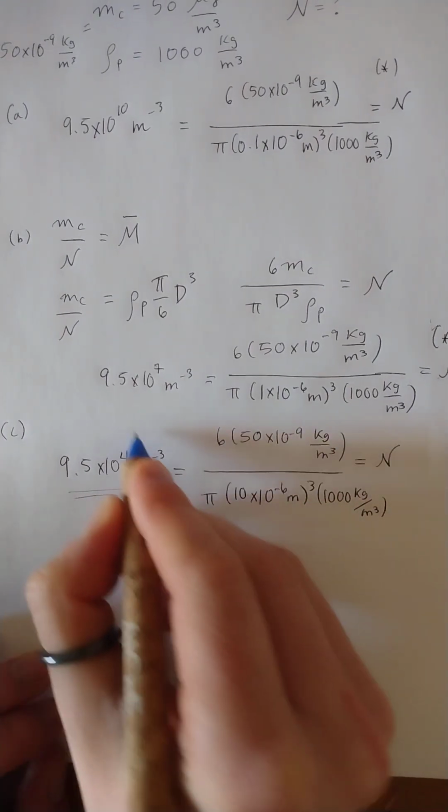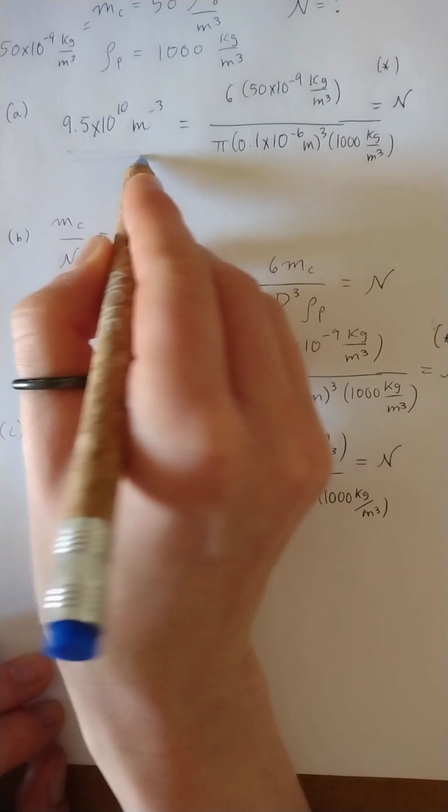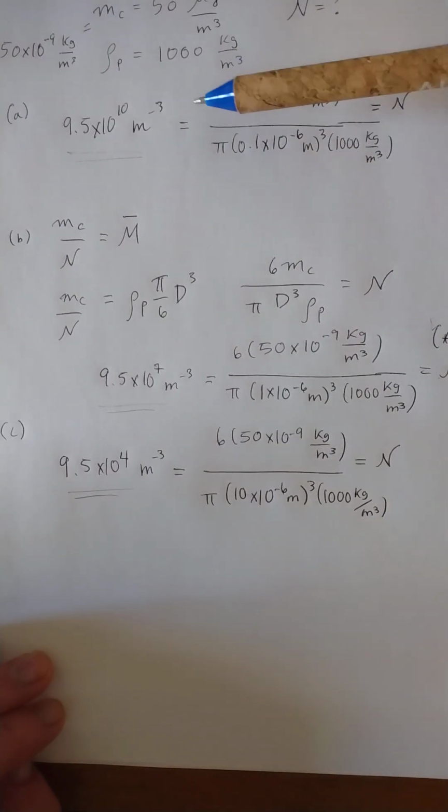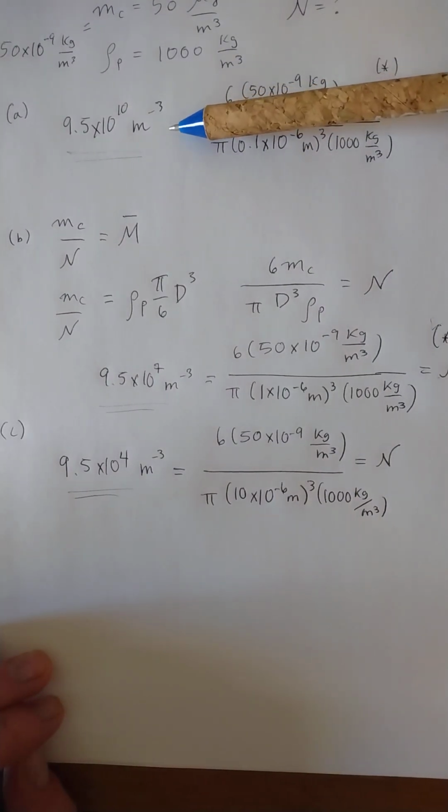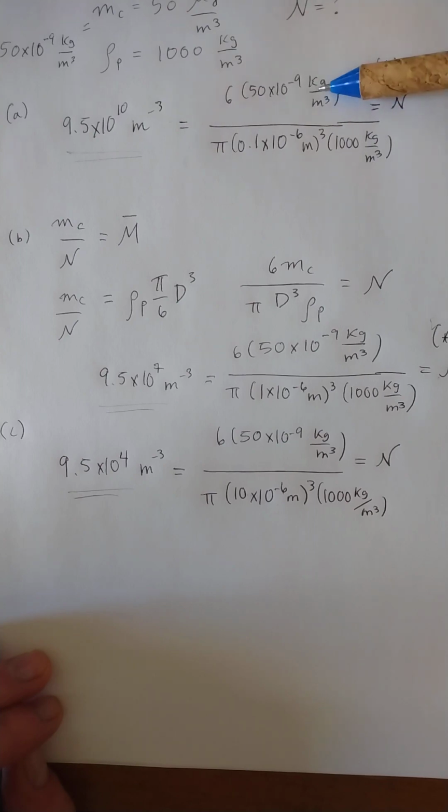So we have 3 different orders of magnitude on parts A, B, and C. The smaller our particles are, the more we need of them to get the same mass concentration of 50 micrograms per cubic meter.